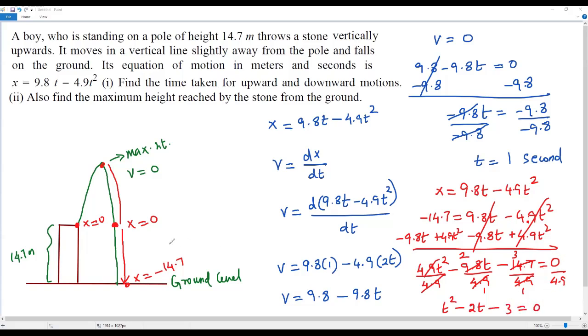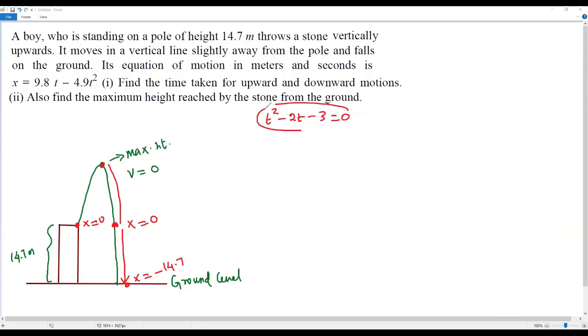So when I plug in the final destination x equals negative 14.7 into the equation of motion, I get the quadratic equation t squared minus 2t minus 3 equals 0. Now I have to solve this equation for t. Also please remember that we have found the time taken for upward motion, the time taken by the stone to travel from the top of the pole to the maximum height, which is 1 second. Now let me erase other stuff. Let's solve this quadratic equation. I think we can solve it by factoring. For that, we have to consider the coefficient of the square term, that is t squared.